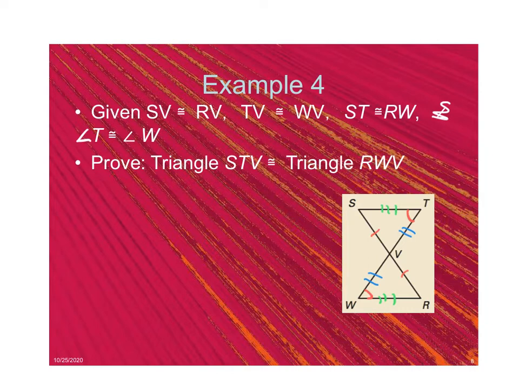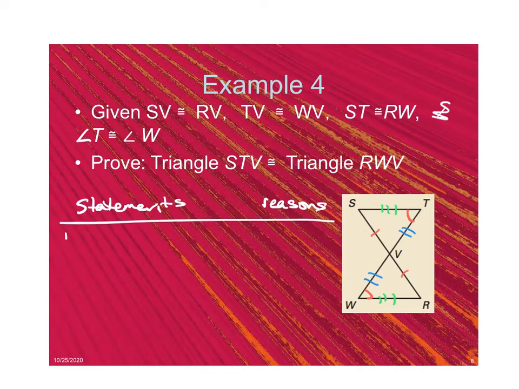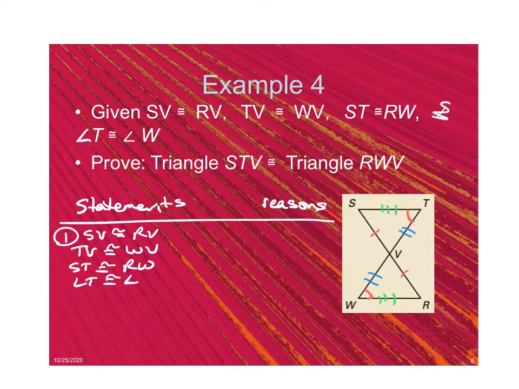So let's go ahead and start this out. So statements over here, and reasons. So I'm going to restate all of my given. So I'm going to say SV congruent to RV, TV congruent to WV, ST congruent to RW, and angle T congruent to angle W. All four of those were given, and I'm just going to write it down all in the first statement.